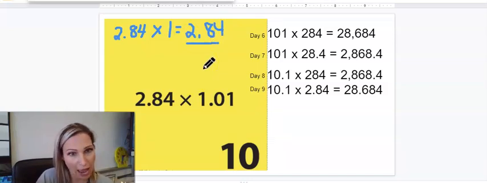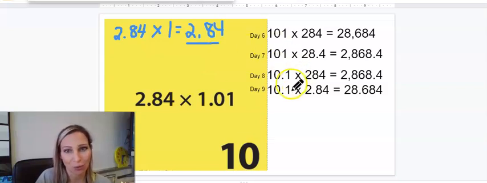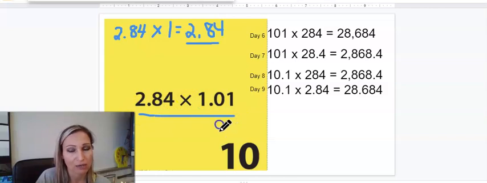Now I want you to pause the video and try to figure out what the answer to this problem is. And I really want you to be thinking about the relationship between these factors and the factors that are over here. See if you can use day 6, day 7, day 8, or day 9 to help you solve today's problem. All right, pause the video, solve it, and then come back when you're ready.